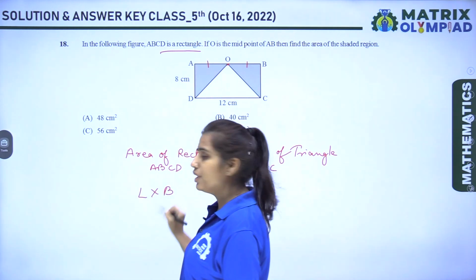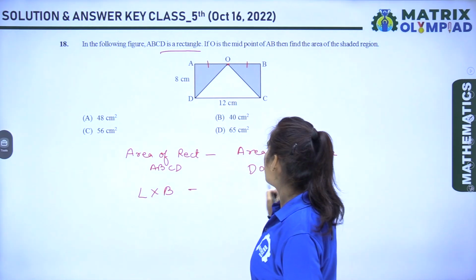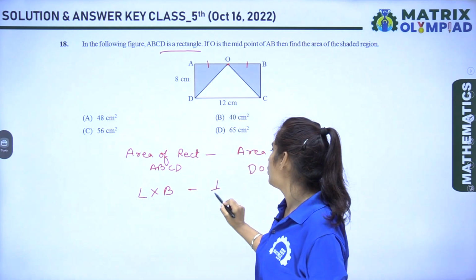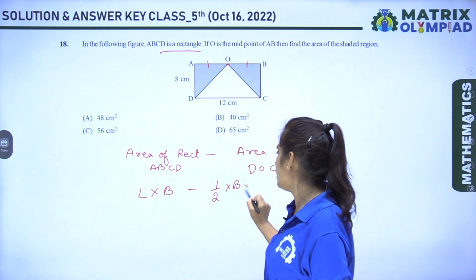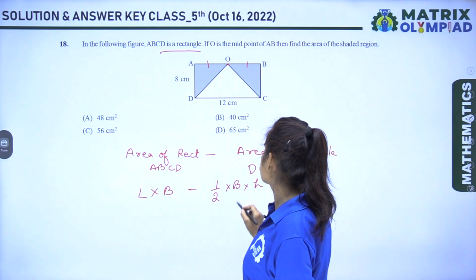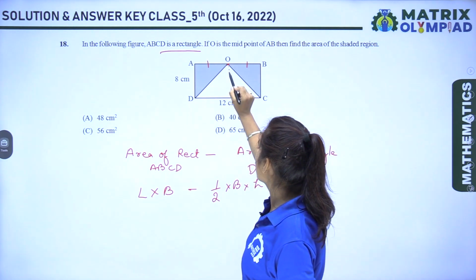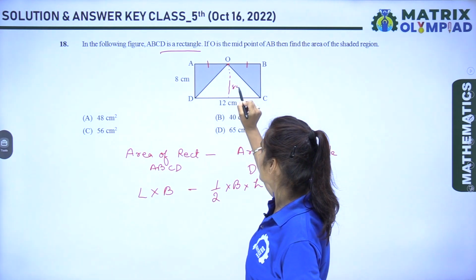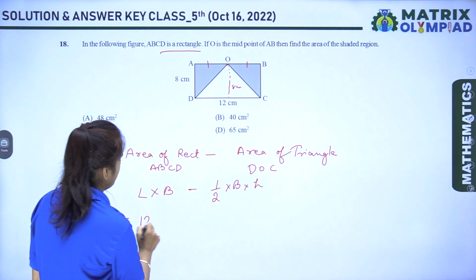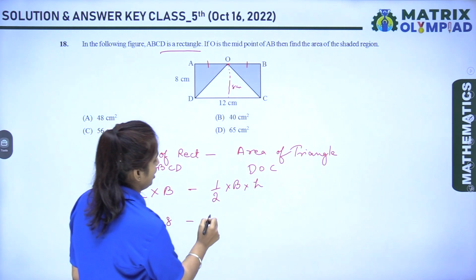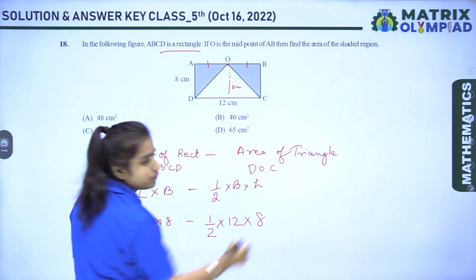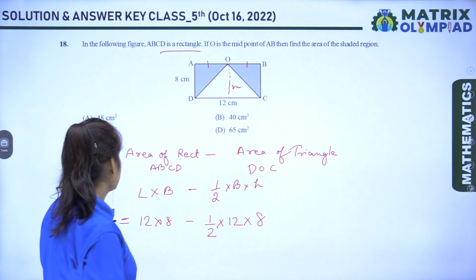Area of rectangle is A multiplied by B, and area of this triangle. Now according to the formula, we have to find out the base and height of this triangle, because the formula says that half into base into height. So here base is 12 and the height is 8 centimeter. Now putting the value in the formula, we get 12 times 8 minus half into base into height.